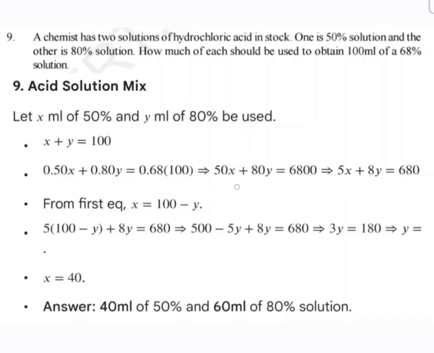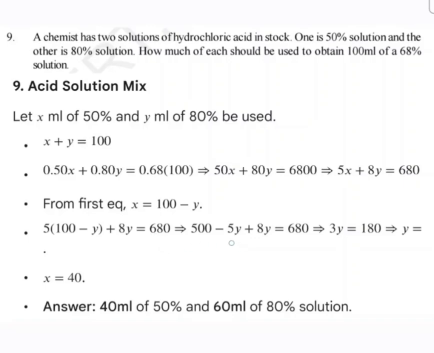Multiplying by 100, we get 50x plus 80y equals 6800, so 5x plus 8y equals 680. And from equation 1, x plus y equals 100, which means x equals 100 minus y. Substitute this into 5x plus 8y equals 680, with x as 100 minus y. Multiplying, 500 minus 5y plus 8y is equal to 680.